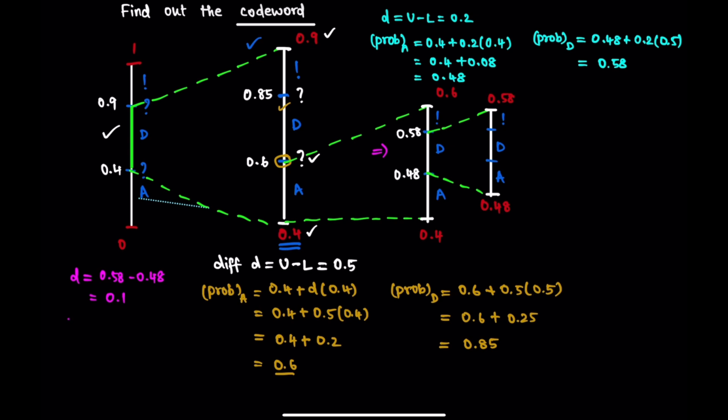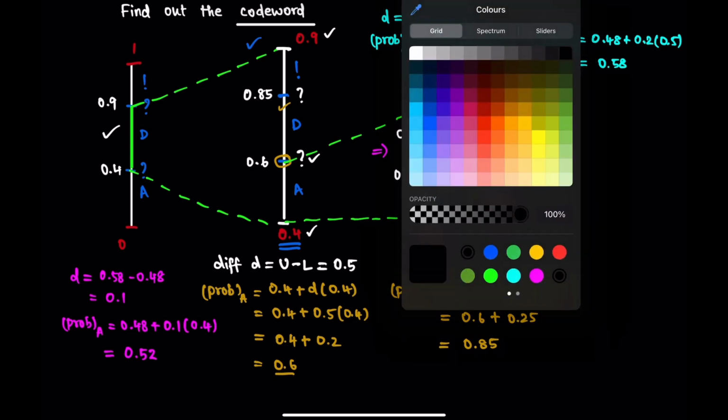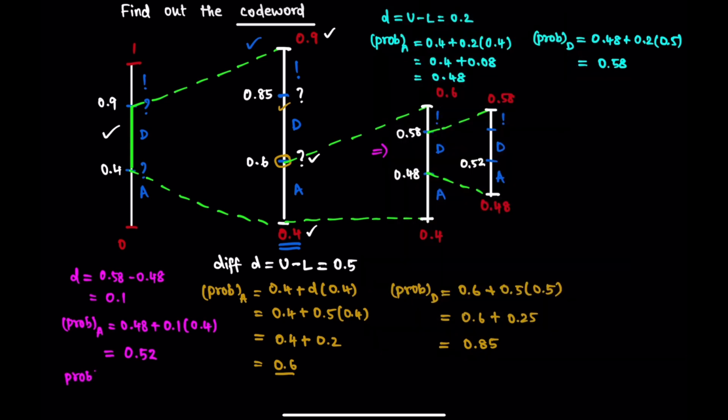Now for the first one, which is the probability at A, we have to take the lower limit 0.48 plus the difference 0.1 into the actual probability associated with A, which is 0.4. So 0.48 plus 0.1 into 0.4 is nothing but 0.04, so we will have 0.52 here. So the value associated here is 0.52. Similarly, we have to do it for D also. So the probability at the end of D is equal to the lower limit 0.52 plus 0.1 into 0.5. So if we add this, 0.52 plus 0.05 is nothing but 0.57. So our value here is 0.57.